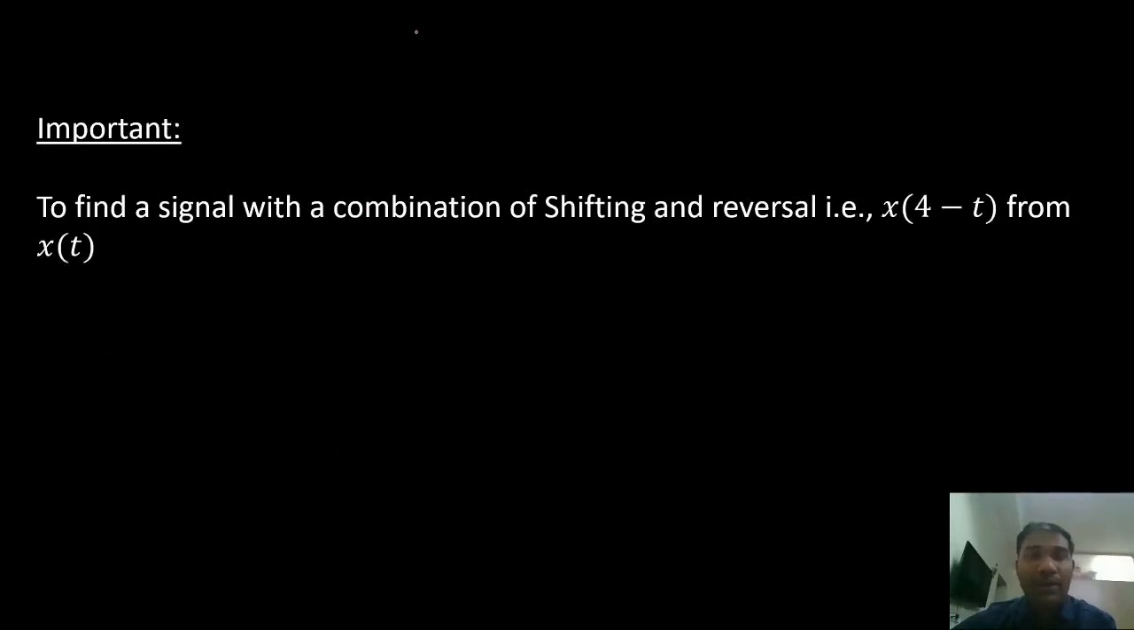So far we know how to find the time shifted version x of t minus 1 or t minus capital T, the scaled version x of at, and reversal x of minus t. Individually we know how to find all these three. Now what happens if there's a combination? If you look here, there is reversal, time is negative, and some capital T is also present here. That is, some shifting is also present. So it is a combination of shifting as well as reversal.